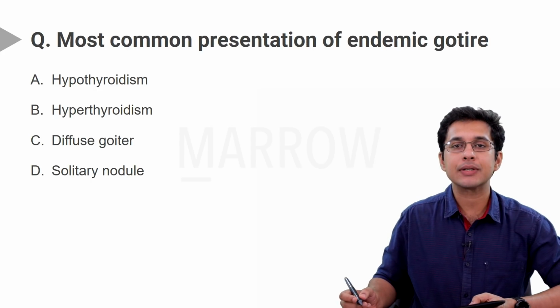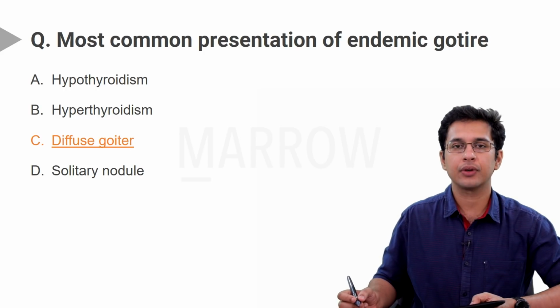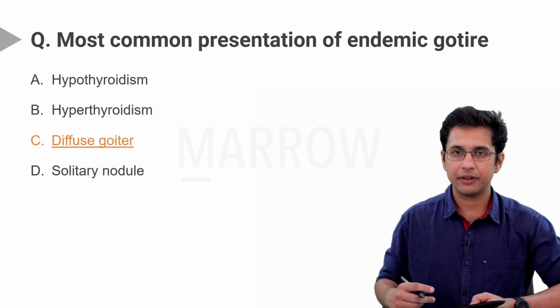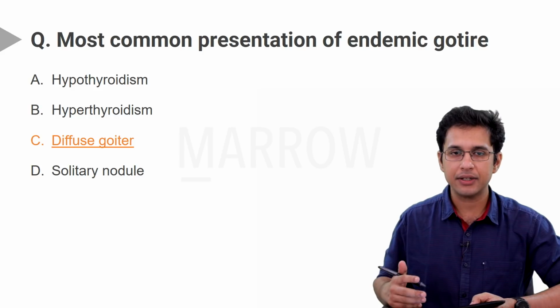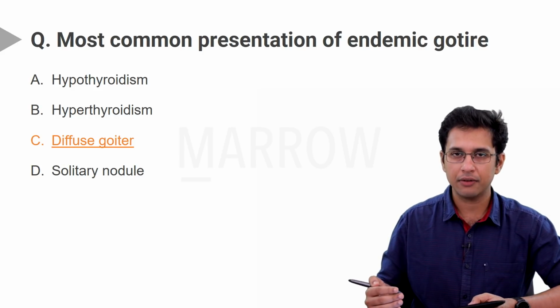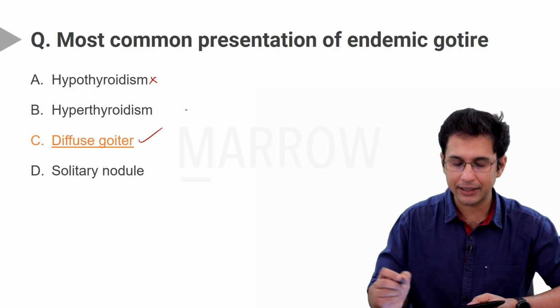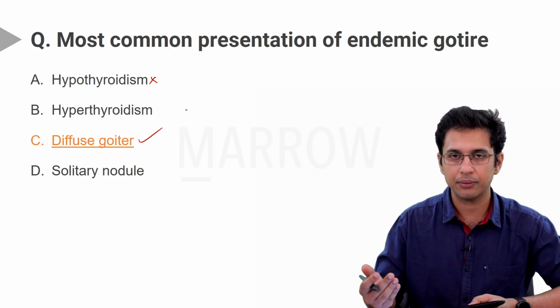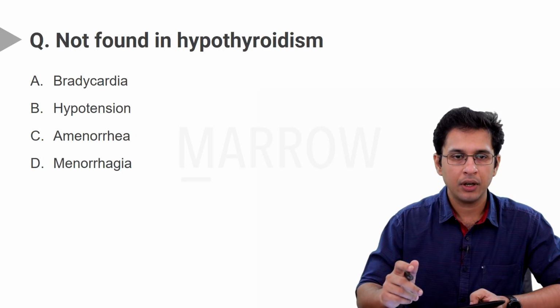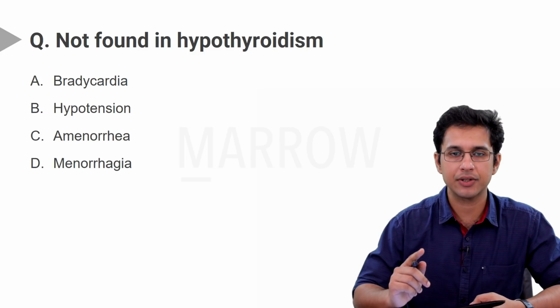Most common presentation of endemic goiter is diffuse goiter. I think we discussed that fact again. It is diffuse goiter. Most cases of an endemic goiter, when there is iodine deficiency, you might not find hypothyroidism. Still, it is basically the diffuse goiter which is more prevalent. Not found in hypothyroidism. We discussed this, right?